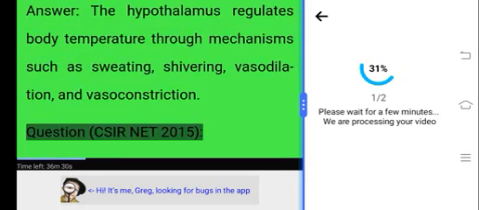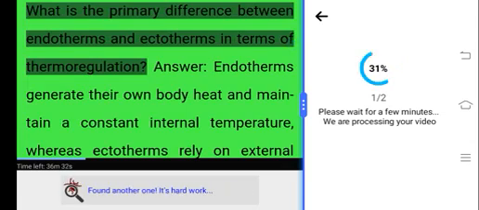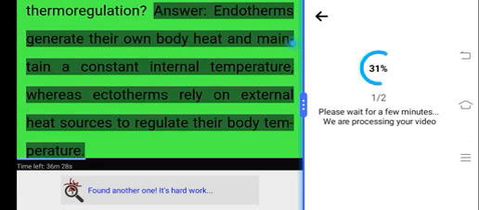Question. CSIR NET 2015. What is the primary difference between endotherms and ectotherms in terms of thermoregulation? Answer. Endotherms generate their own body heat and maintain a constant internal temperature, whereas ectotherms rely on external heat sources to regulate their body temperature.